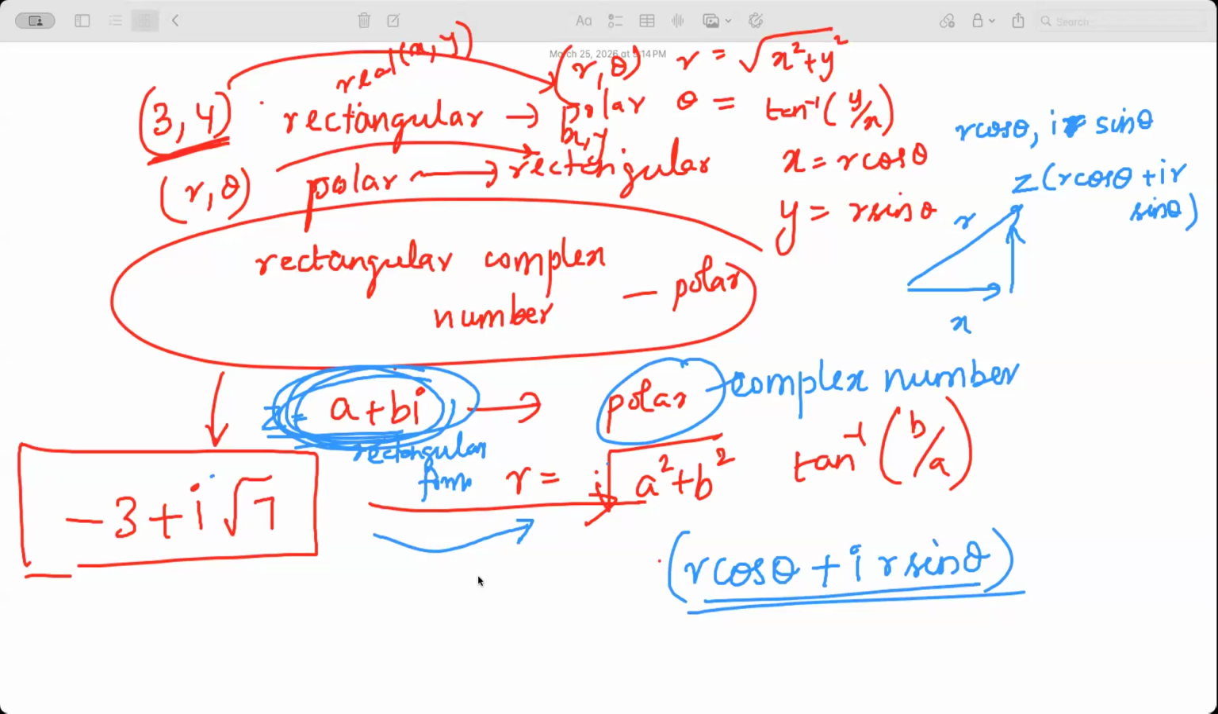We have to make it back into rectangular. No, this is not, see, that's why, Mano, this is not rectangular. You see, this is not rectangular. This is the polar form of a complex number. Does that make sense? This is the polar form of a complex number. Am I making sense? Yeah. Okay, let's see this one.